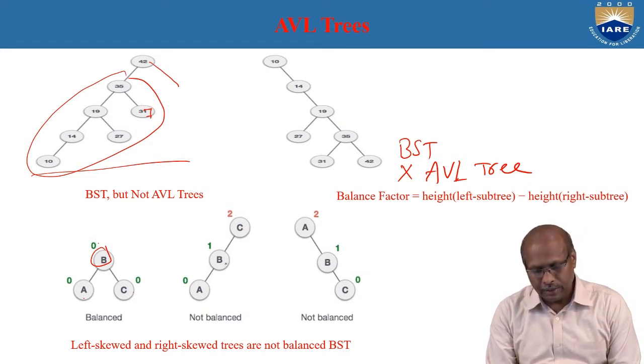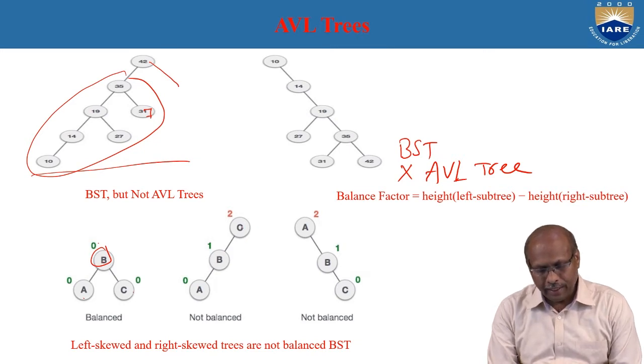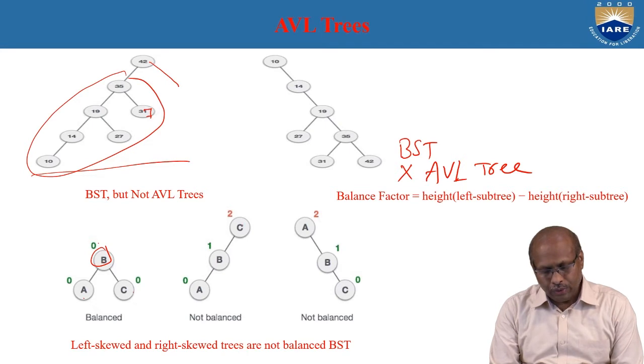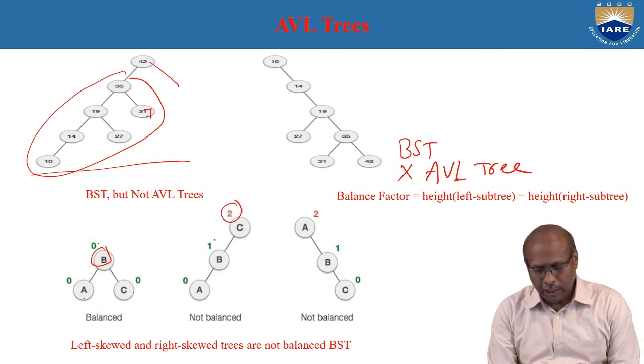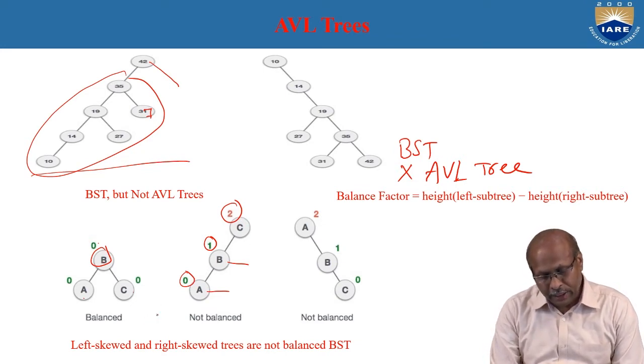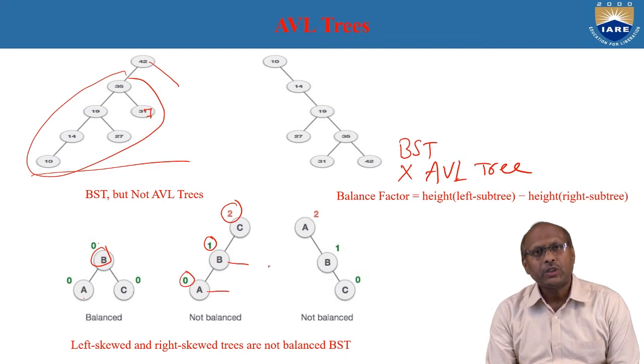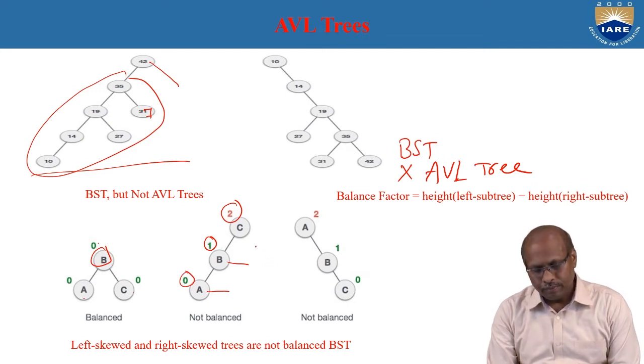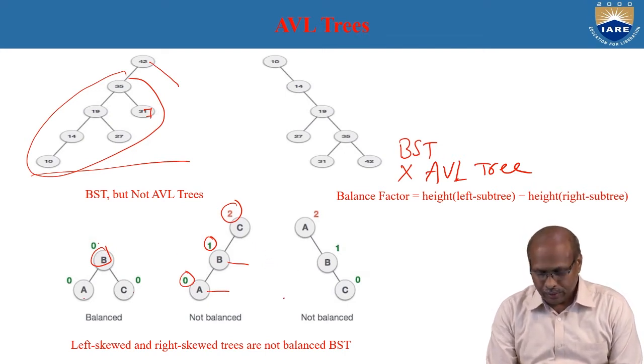Similarly, think about this tree C, B, A. Now it comes completely to one side. The balance factor for C is 2, for B is 1, and for A is 0. So up to B no problem, up to A no problem. When you think about C, it is imbalanced, because C's left side height is 2 and right side height is 0. So it is imbalanced.